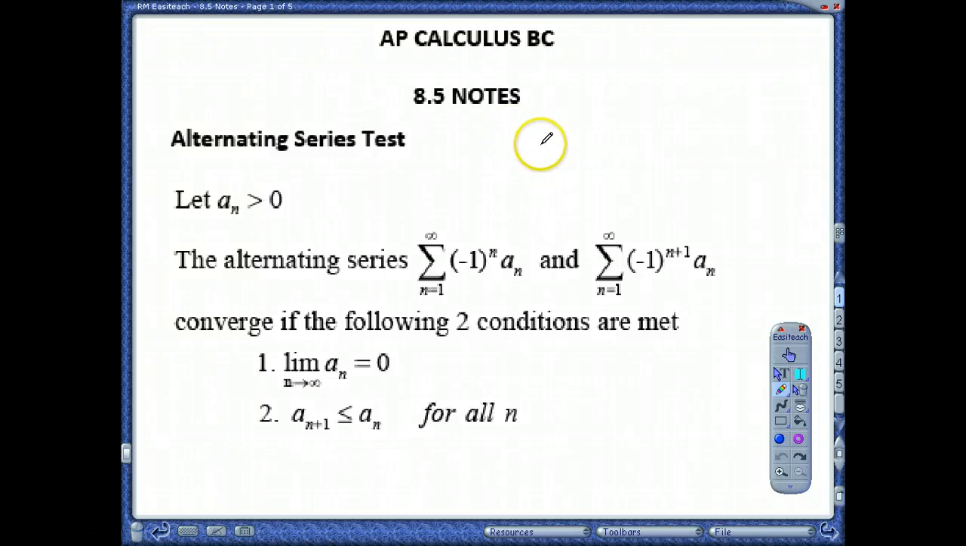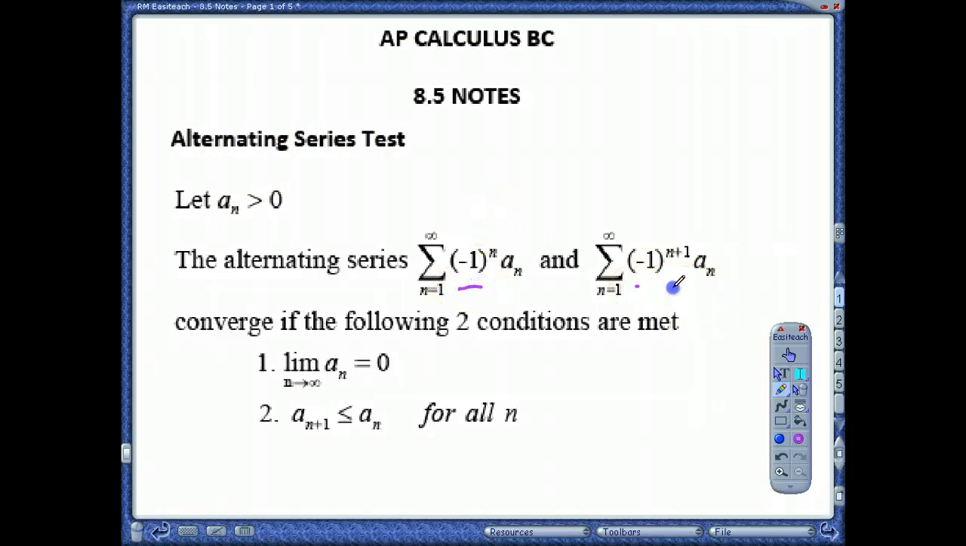Welcome to section 8.5, and we're adding another test for series convergence or divergence to our list. This one is more specific. This is for the alternating series test. So you know how we were talking about limit comparison is good for fractions? Well, the alternating series test is only going to work when you are working with an alternating series.